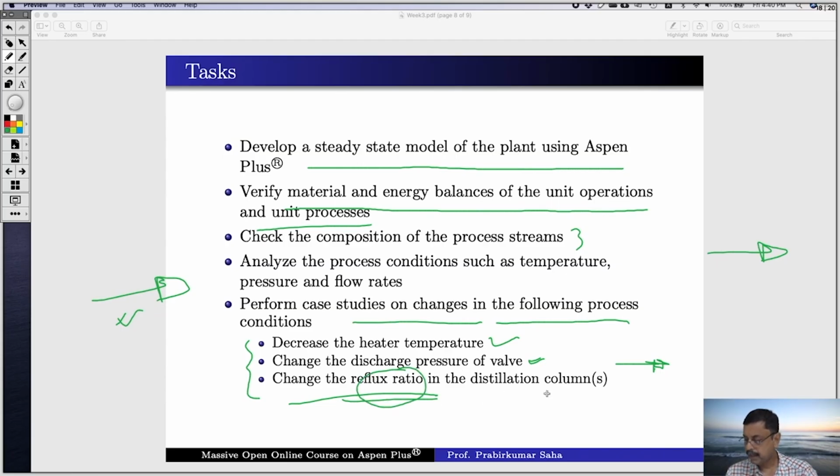Basically, the distillate condition will depend upon the reflux ratio, that is the purity of the distillate. Okay, so we will see all of them.